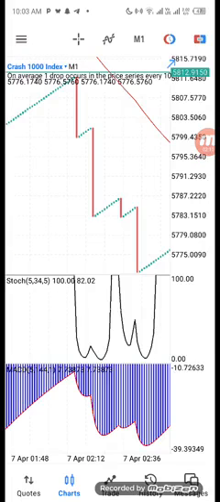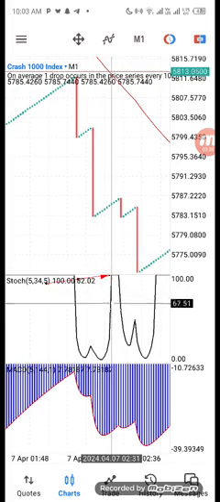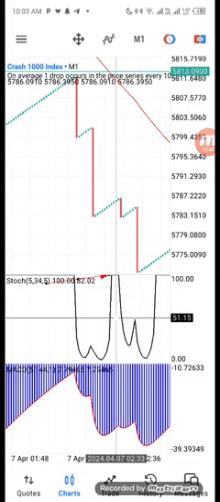Let me pull out the arrow. Now, as you can see here, the stochastic line hits the 100 level, but we need to determine if the reversal happens within the two range of candles before we can decide that our trade is valid. Now let's place a vertical line on it. 1, 2, 3, 4. Can you see now?